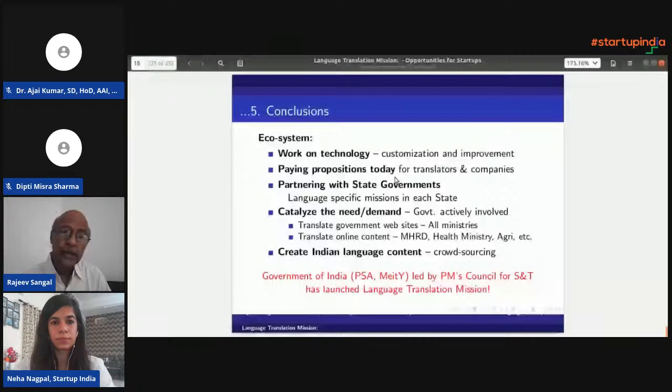The ecosystem is falling into place, and the early people who enter this ecosystem are the ones who will get the most benefit. And this whole mission has been proposed by the Prime Minister's Council, and is being implemented by the Principal Scientific Advisor to the Prime Minister, to the government, to the Ministry of Electronics and IT. And we look forward to a new situation where Indian language technology will be available to all and one in the country. Thank you.